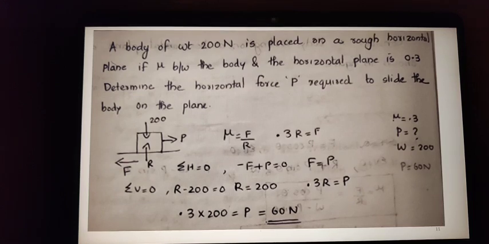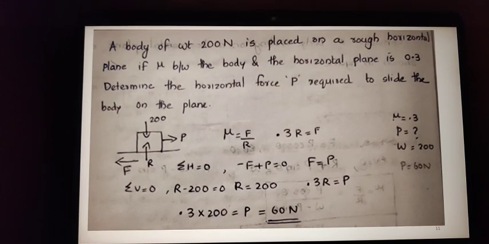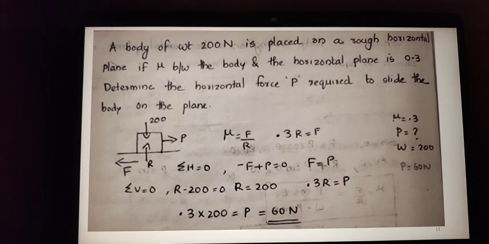Another notation is sigma V is equal to 0, or you can write the same equation as sigma Y is equal to 0. So whatever be the notation, the first equation we are using is sigma Y is equal to 0. So all the vertical forces are equated to 0. So capital R minus 200 is equal to 0. So capital R is equal to 200.